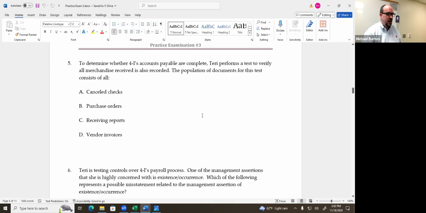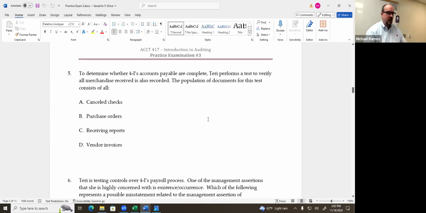This one, in all fairness, is almost identical to a question that was in the homework. Determine whether 4I's accounts payable are complete. So it's the completeness assertion we're dealing with. Terry performs a test to verify all merchandise received is also recorded. Does that make sense? Yes, because remember, completeness is a recording assertion. So we're trying to make sure it's recorded, and that's what we're testing with completeness.